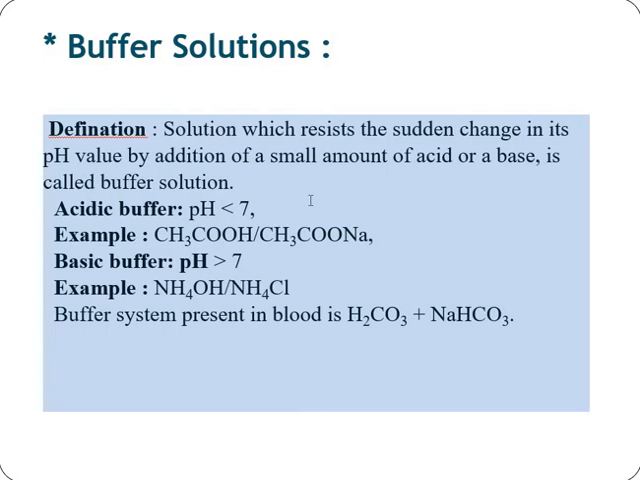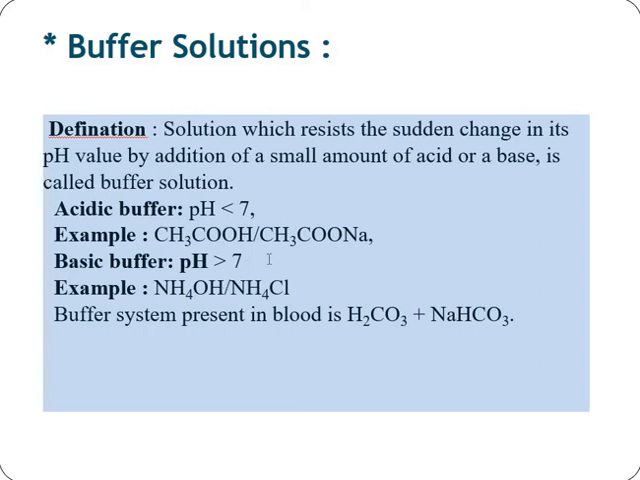We know pH scale. If pH is less than 7, it means solution is acidic in nature, and if pH is greater than 7, it means the given solution is basic in nature. So similarly, pH of acidic buffer is less than 7 and pH of basic buffer is greater than 7.